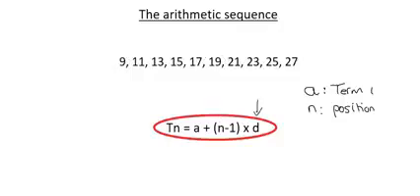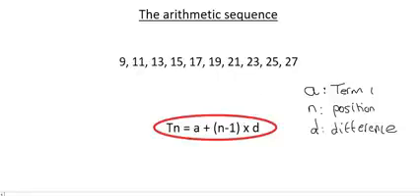D is the difference between the numbers, and in this case we said that the difference is 2. And then lastly, Tn is the value, we'll actually just call it the value. So for example, 19 is at position 6, but it has a value of 19. The number 25 is at position 9, but it has a value of 25.